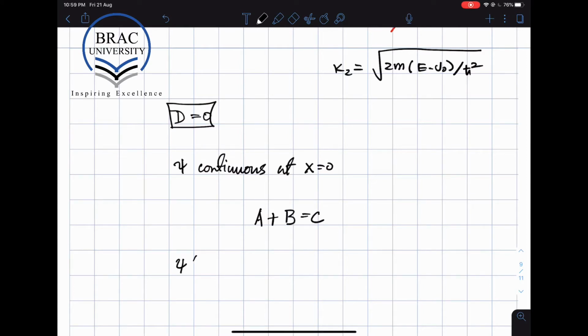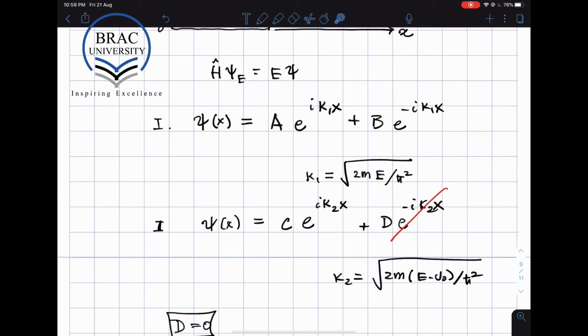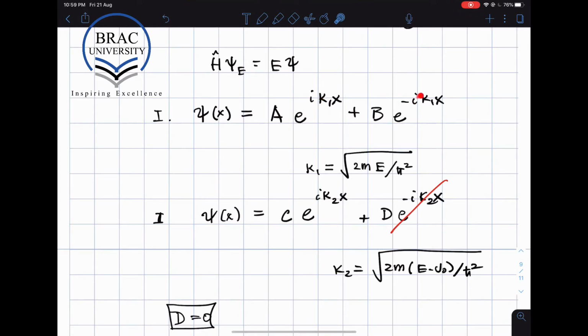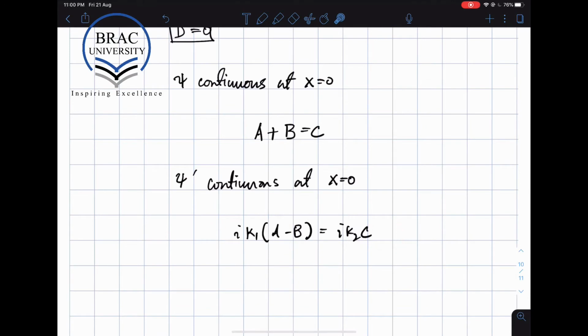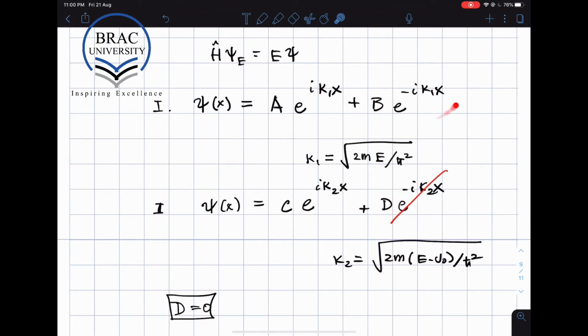And from the constraint that psi prime has to be also continuous at x equals 0, we get i k1 times a minus b is equal to i k2 c. So we have to take the derivative of these two expressions. That'll bring down i k1 here, minus i k1 here, and i k2 here. So this is basically going to be our condition. So we can solve b and c in terms of a. Of course, we can only determine two of these constants. One of the constants, say a, will remain undetermined, and that's related to the fact that at the end of the day we want to normalize our resultant wave function, and that'll fix the value of a.